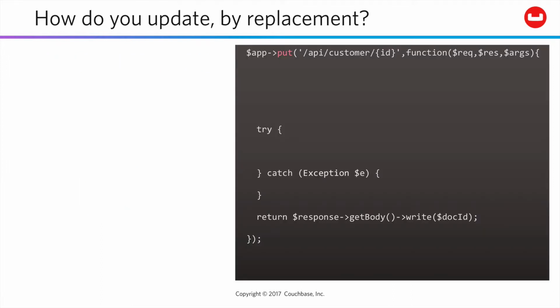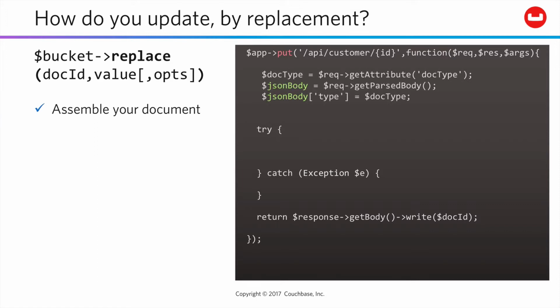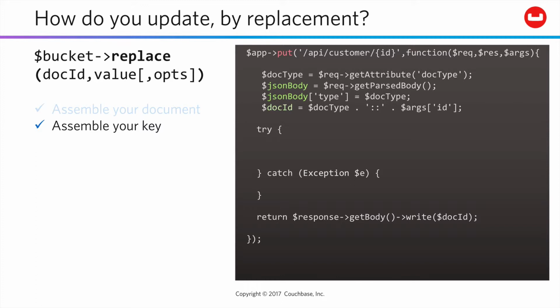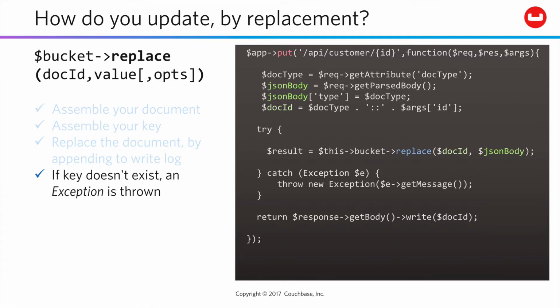So how do you update a document by replacement? Well, you would likely put this in a put operation in a REST API, but it's the replace method. That is one of the approaches to do an update. You assemble your document, and you assemble your key, and then you pass the key and value to the replace operation of your bucket. Under the hood, this is appending to the write log. The key point here is that with a replace operation, a key scan occurs. And if the key does not already exist in memory, if the document doesn't exist to be replaced, then an exception is thrown.